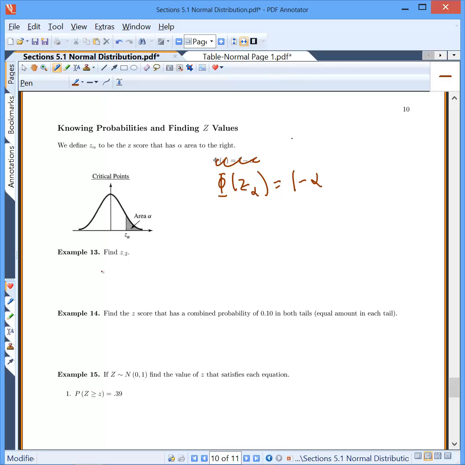So for example 13, I want to find the z-value that has 0.2 area to the right, and I am looking for the z-value that makes it happen. The first thing I do is say, okay, the area to the right is 0.2, but that's not going to help me because my table only gives me areas to the left. If the area to the right is 0.2, the area to the left is 0.8. So I'm going to go to my standard normal table and look for 0.8 in the middle where the probabilities are.